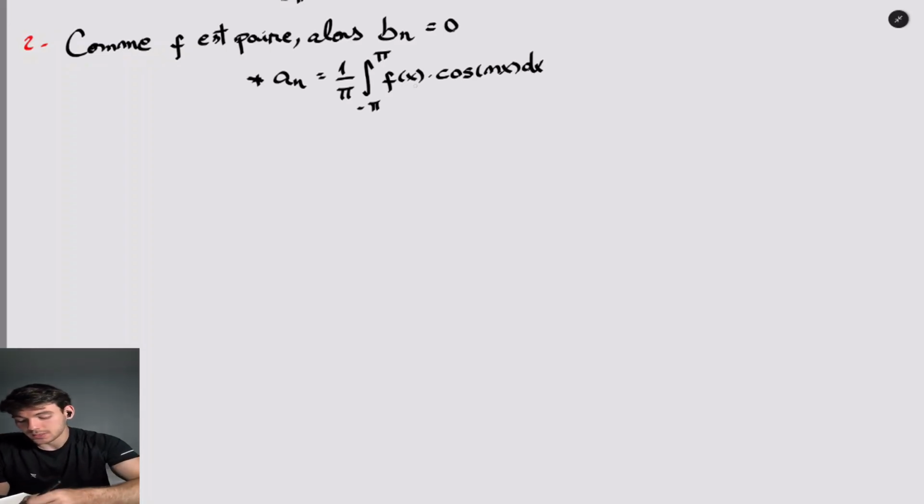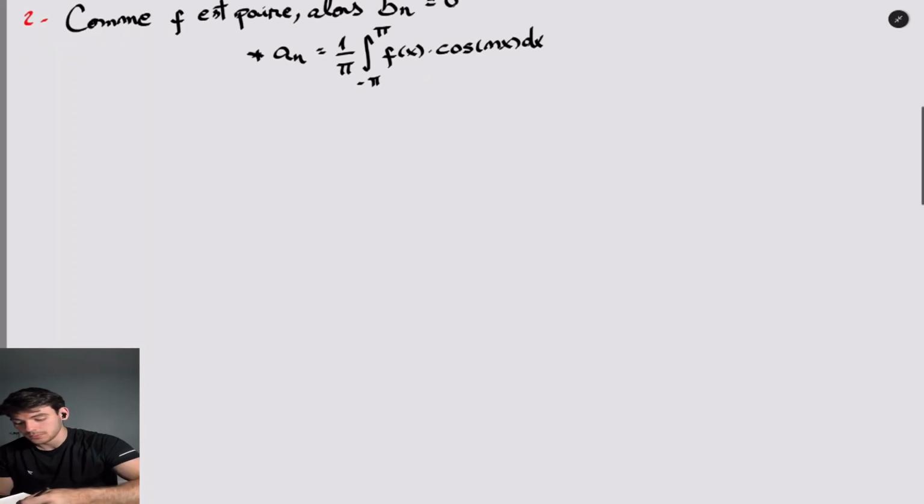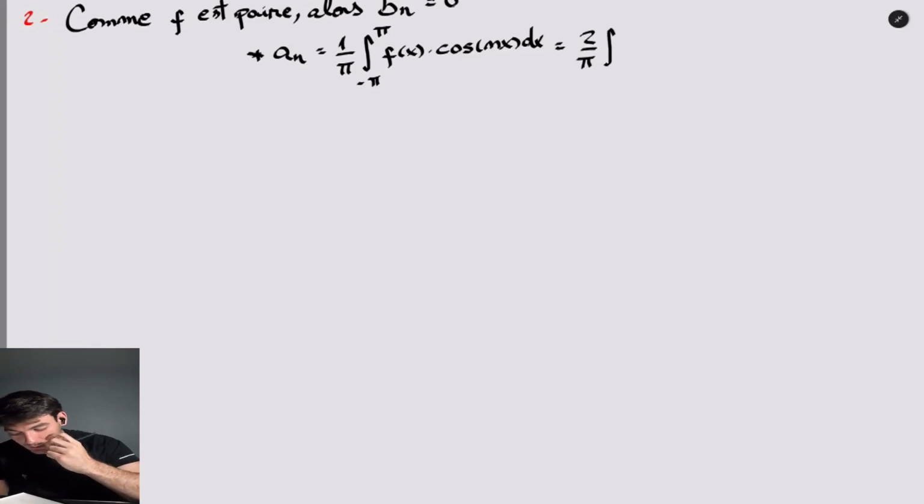All right, so since f is even and cosine is even, even times even equals even, we are integrating an even function on a symmetric interval. We can cut the interval in half and multiply it by 2. So that equals 2 divided by pi. The interval of the integration will be 0 to pi. And here f of x cosine of nx dx.